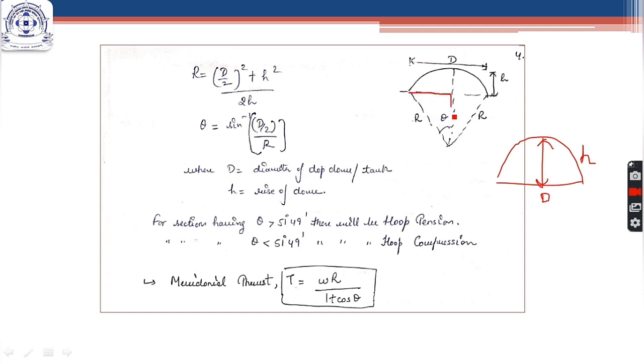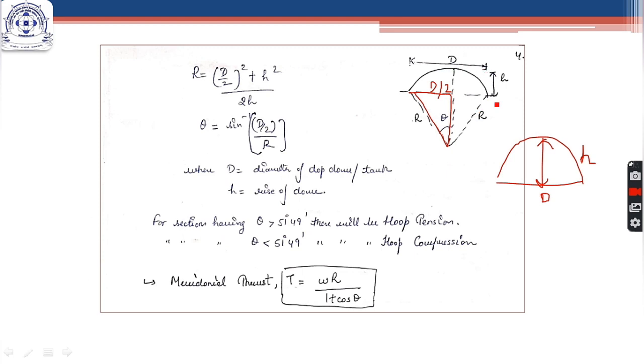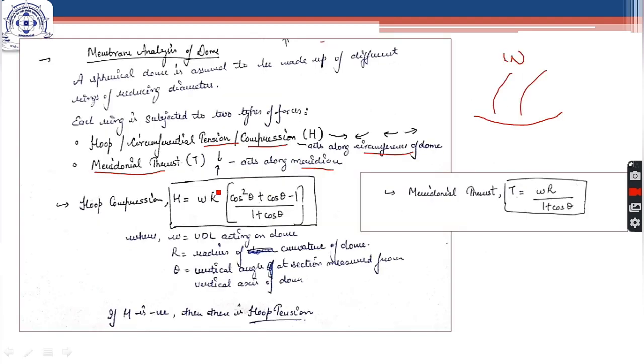If you look here in this triangle, theta can be calculated as sine theta is equal to this distance upon this distance, perpendicular upon hypotenuse. So this distance will be radius, which is D by 2. So D by 2 upon R, sine inverse will give you theta. So if we have the diameter and height of your dome, then we can calculate radius of curvature. We will have W, we will calculate the semi-vertical angle, and we will get the hoop force and the meridional force.